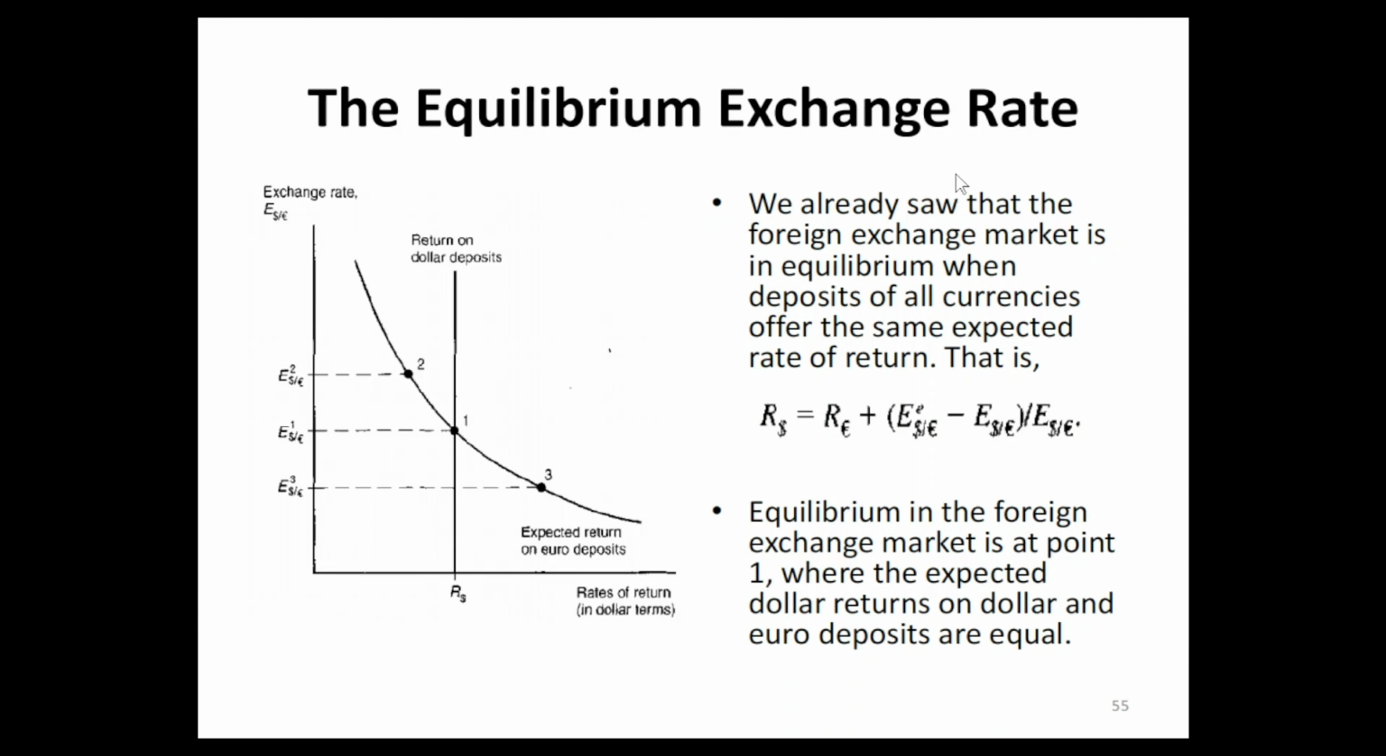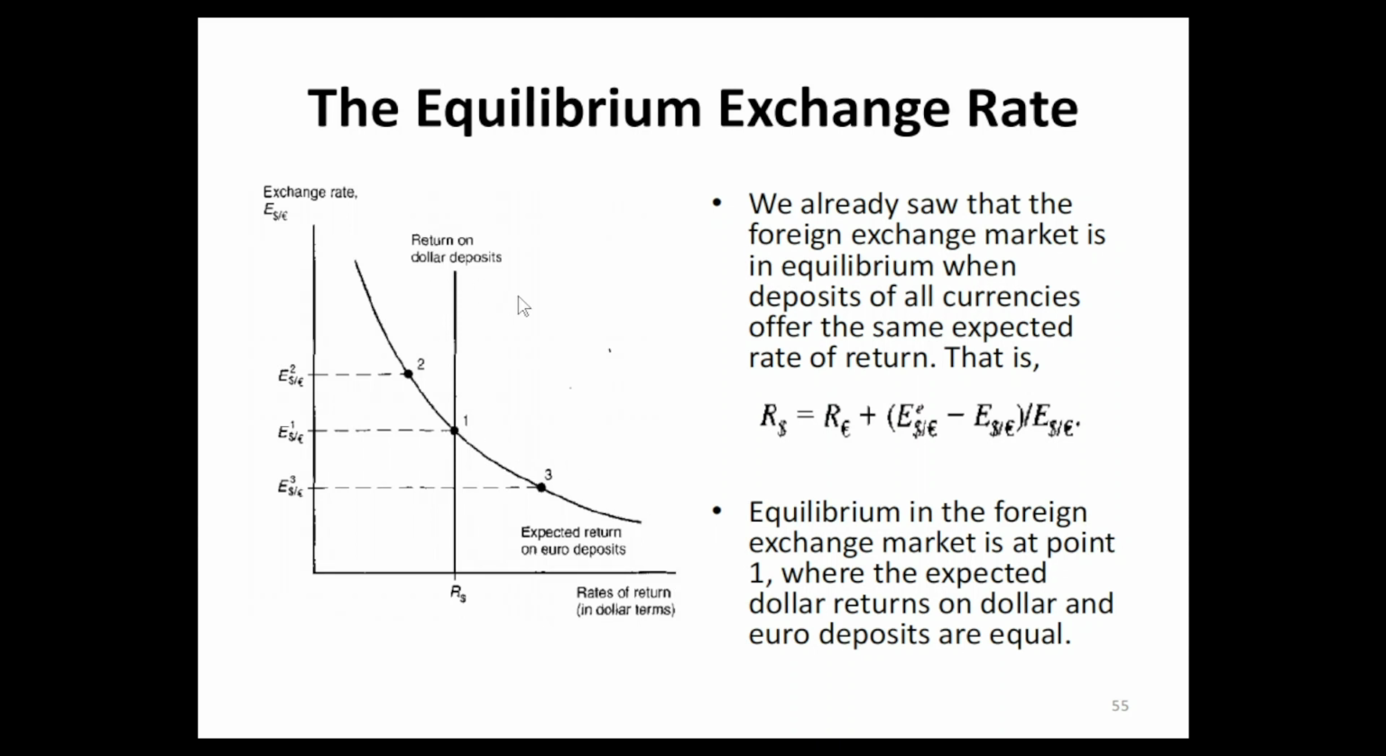So we already saw that the foreign exchange market is in equilibrium when deposits of all currencies offer the same expected rate of return, right? That is this much, in the previous formula. So the rate of return for the dollar is equal to the rate of return, or interest rate, for the euro plus this much. So equilibrium in the foreign exchange market is at point 1, right?